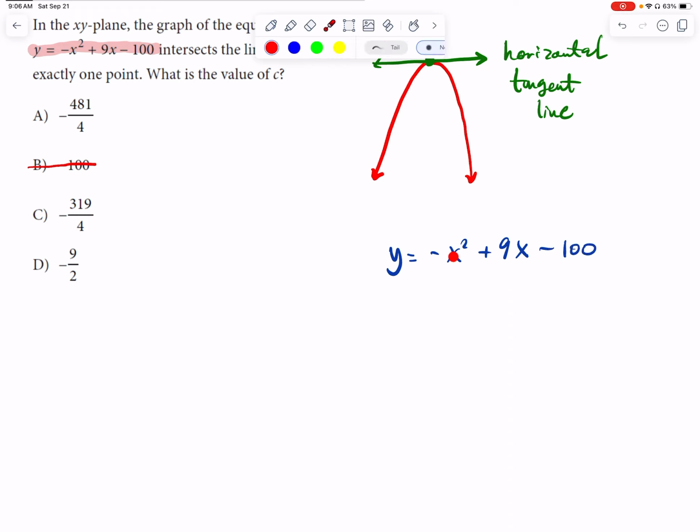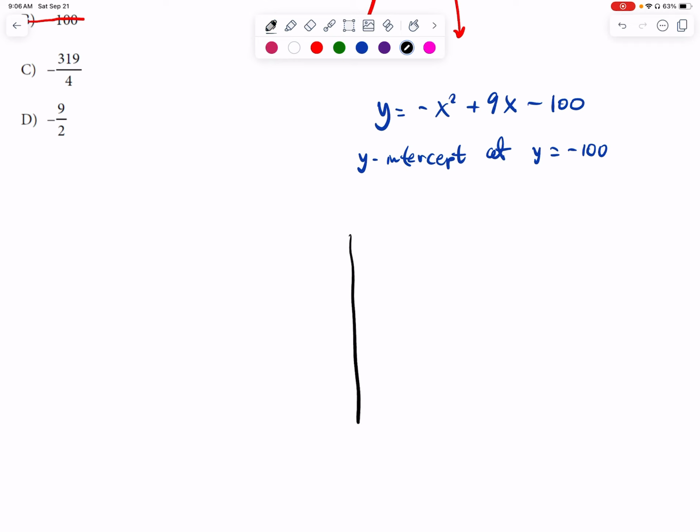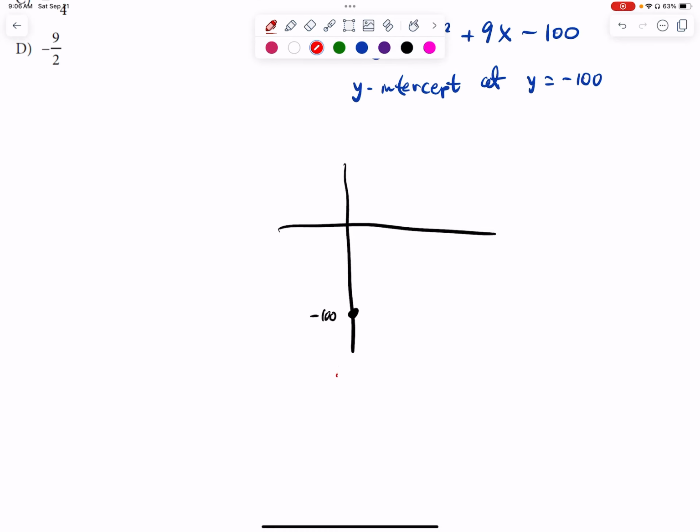If you let your x values equal 0, you're going to get the y-intercept. So if you let x equal 0, you have a y-intercept at y equals negative 100. Well, what does that mean? It basically means that whenever you're drawing your little parabola here, you count down 100 spaces, let's say it's right here, negative 100, that's where your parabola is supposed to cross the y-axis. Now, your vertex point on this is going to be a bit higher than that.